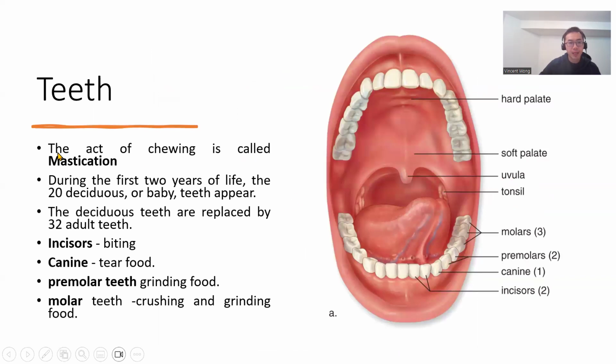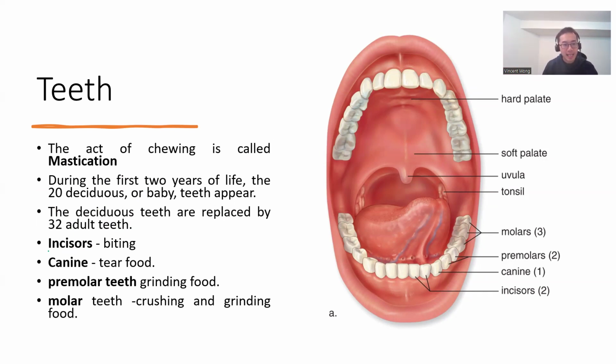Okay, teeth. The act of chewing has a fancy name. It's called mastication. Kids have 20 baby teeth or deciduous teeth, but then they fall out, and then adults have a total of 32 teeth. Depends, right? Some people don't have their wisdom teeth, so you end up having less. And some people have wisdom teeth that come out sideways, and then they have to remove them.